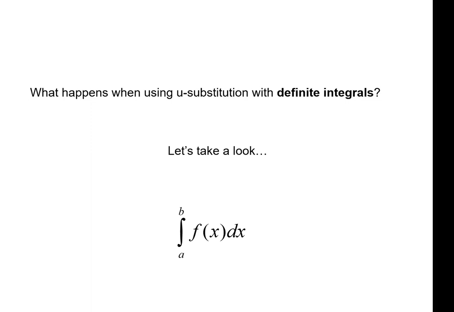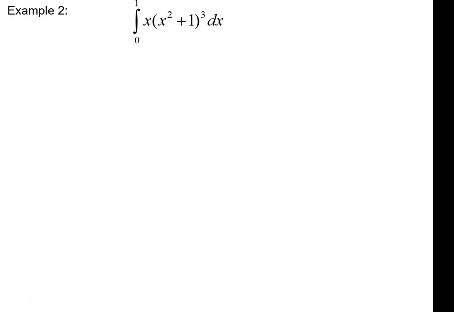Okay, when we're working with a definite integral, so the integral from a to b, the technique is similar, but there's one thing we have to take care of. And actually, there's a couple options we have here. Let me show you what the options are. So let's look at an example. We've got the integral from 0 to 1 of x times (x squared plus 1) quantity cubed.